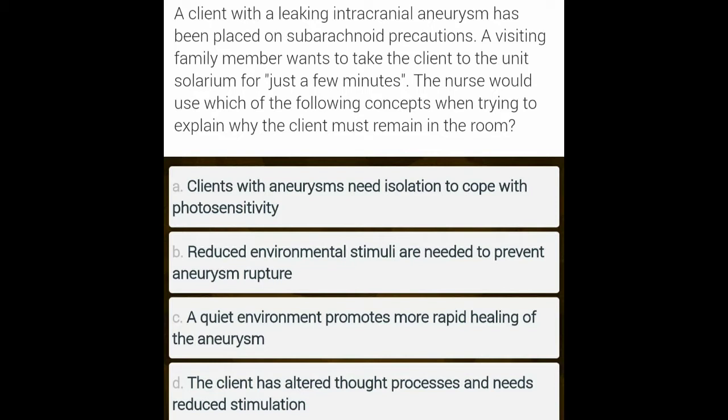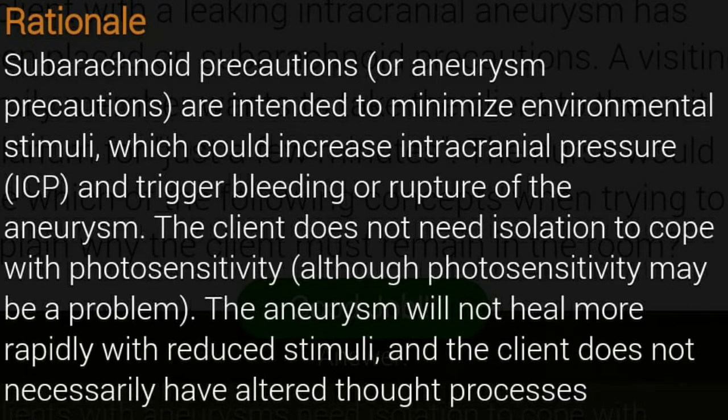What is our question? The patient with an intracranial aneurysm is placed on subarachnoid precautions. The patient's family wants to take the client somewhere else, but the nurse must take which precaution? The next step is to explain why it is not allowed. The patient with an intracranial aneurysm has a chance to bleed, so we have to reduce environmental stimuli, stress and strain to the patient. That's why our answer is the second one. What is the rationale? The subarachnoid precautions are intended to minimize environmental stimuli, which could increase intracranial pressure and trigger bleeding or rupture of the aneurysm.